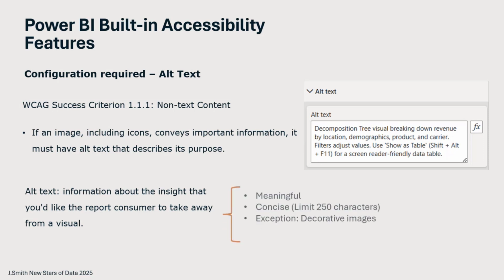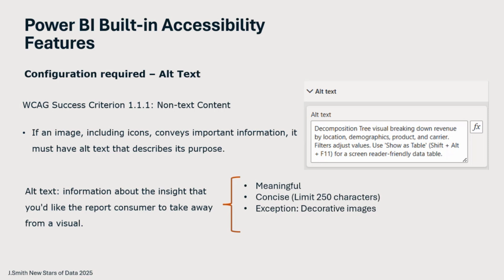We have to make sure that the alt text is meaningful. It has to describe what is important in the image. Just don't say chart or image. It has to be concise, so don't over-explain, keep it short and relevant. If you're typing in the alternative text directly in the box, there is a limit of 250 characters. And if you have decorative images, they don't need it. Just leave the box empty so the screen reader will skip it.